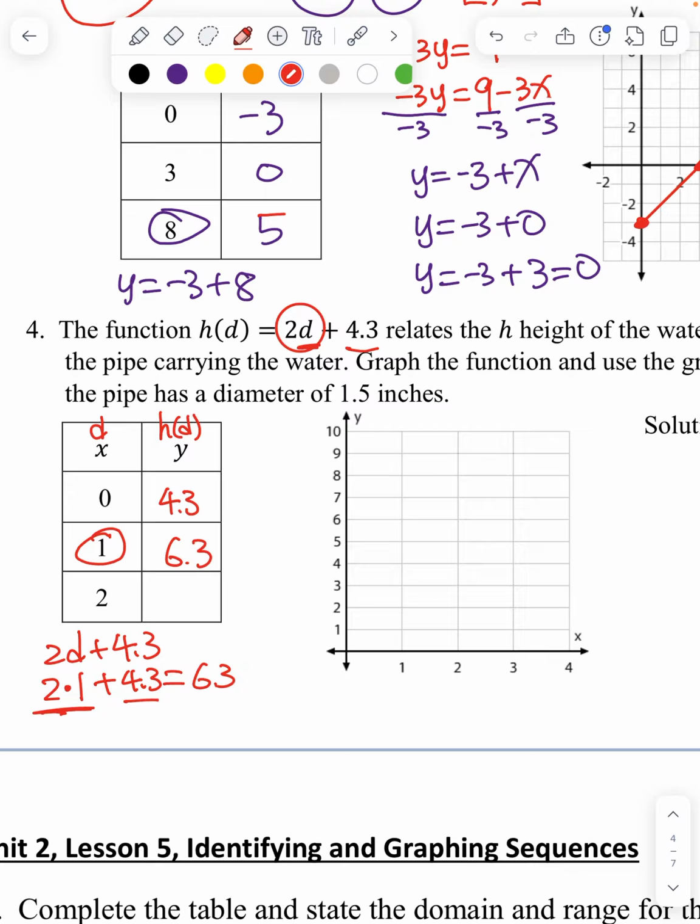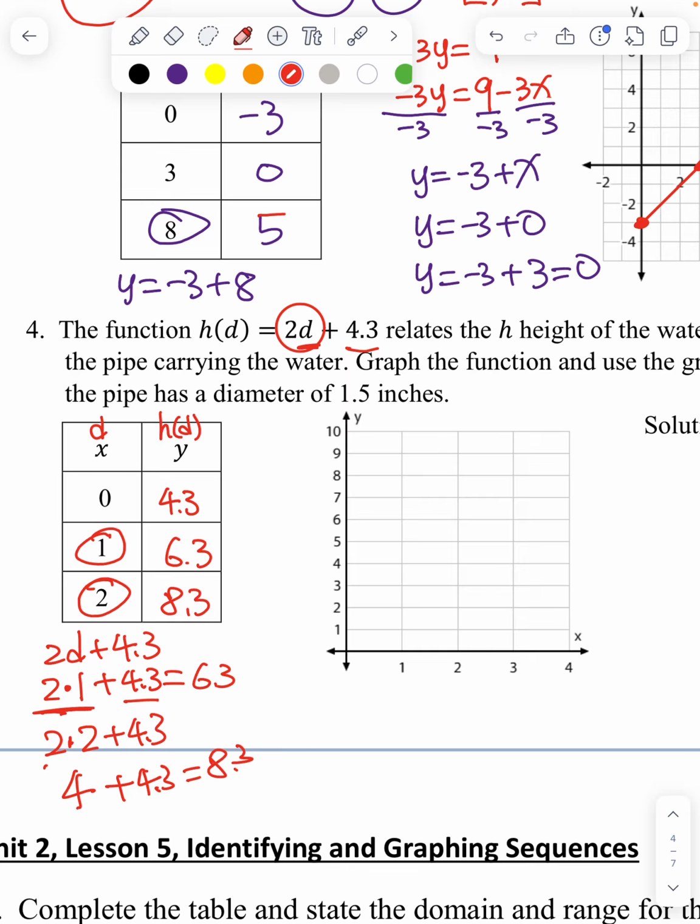Next one, when d equal to 2. So that means 2 times 2 plus 4.3. 2 times 2, that's 4. 4 plus 4.3, that's 8.3. So 8.3. Table is done.